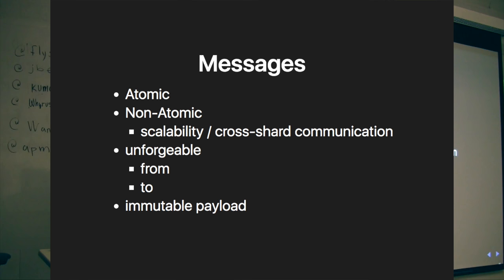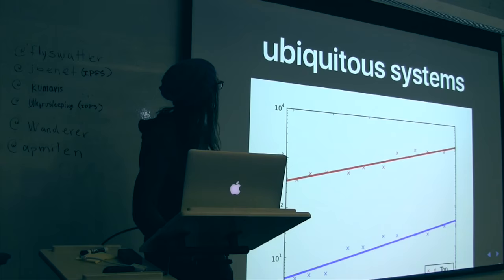So messages here, we need atomic messages and non-atomic messages. Unfortunately, we have to support atomic messages right now. Ethereum doesn't have any notion of non-atomic messages at the moment, but it will inevitably arise when we have sharding, or it's needed for any type of scalability, really. Messages are unforgeable. They have a from and a to that's set by the operating system, and they have an immutable payload. So that's what I'm using for messages right now. Super simple.